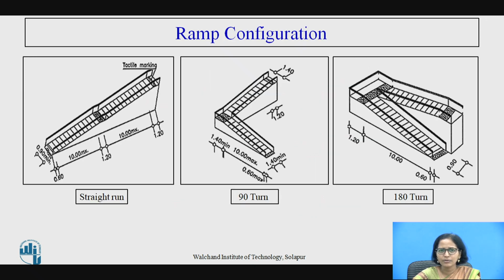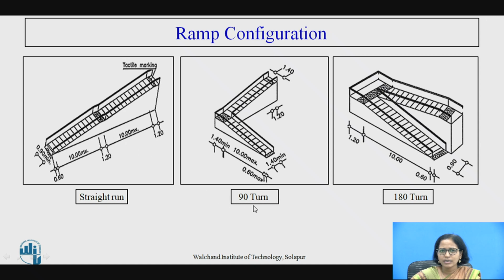Next is the ramp configuration, which will be decided in the case of a straight run, a 90 degree turn, and a 180 degree turn. When it is a straight run, as it is straight and continuous, a landing will be provided in the middle of the two ramps. The ramp horizontal distance is 10 meters, the landing is 1.2 meters, and the length of the tread over which you slide, a minimum of 0.9 meter, is to be provided. At most a single landing is provided in between the two ramps.